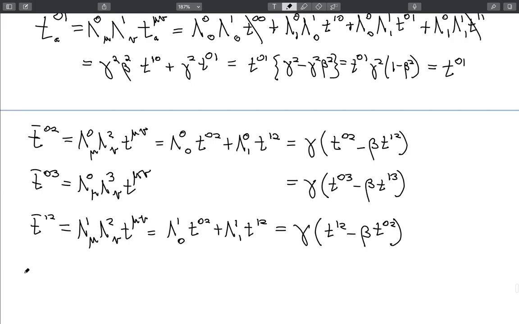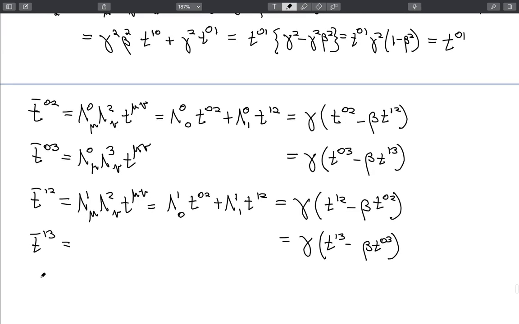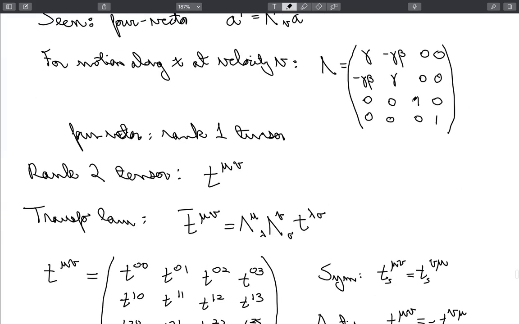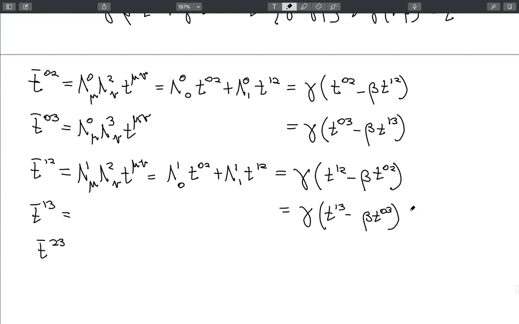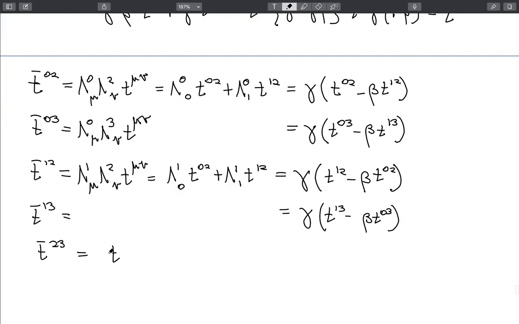Okay, and might as well do them. I mean, see, it's not too complicated. T bar 1 3 again is very similar to this one. I can just do precisely the same thing. So this is just gamma t13 minus beta t03. Okay, and finally the T bar 2 3. You see, this is quite simple, right? Because it's just like the unit matrix working in that space. So that is straightforwardly equal to T23. Nothing happening there. Okay, so these are our transformation rules.